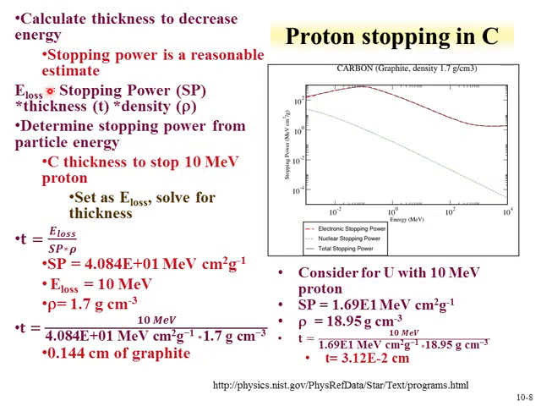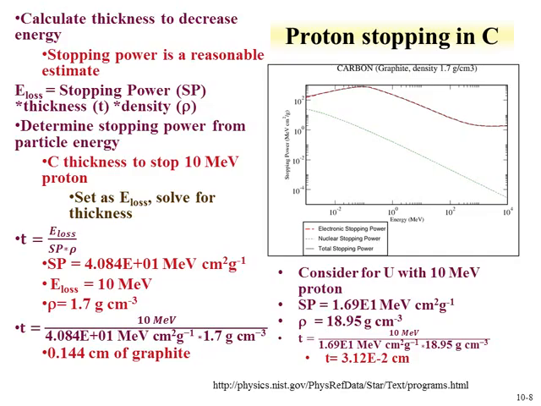So if the energy loss is equal to stopping power times thickness times density, well, for a 10 MeV proton, we want to say the energy loss is 10 MeV. So in this equation, we want to solve for T. We set E for energy loss as 10 MeV. We get the stopping power for 10 MeV. We use this density shown here, and we solve for the thickness.